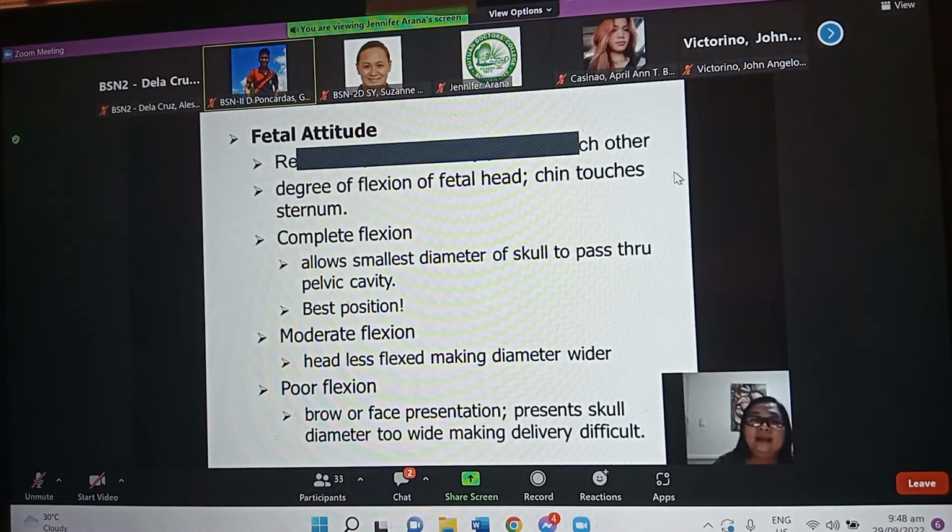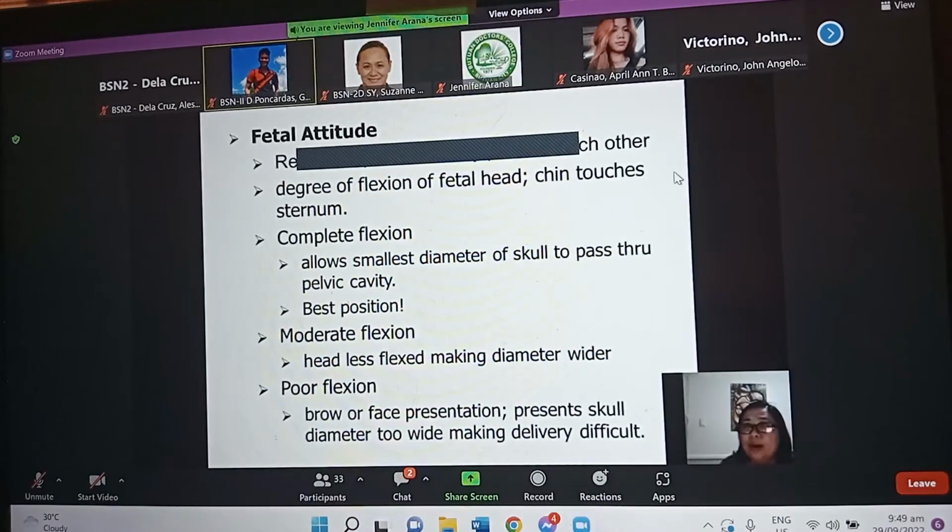The last fetal attitude is the poor flexion. In poor flexion, the baby's chin does not touch the sternum. The baby is extended, with a face or brow presentation. In this type of attitude, it presents a skull diameter which is too wide, 13.5 centimeters, making delivery difficult.